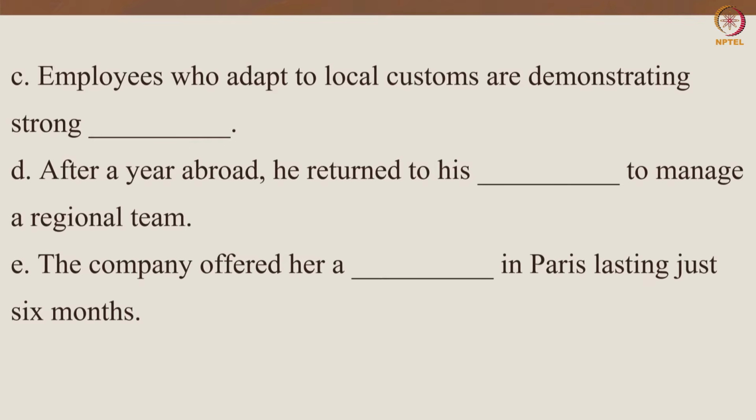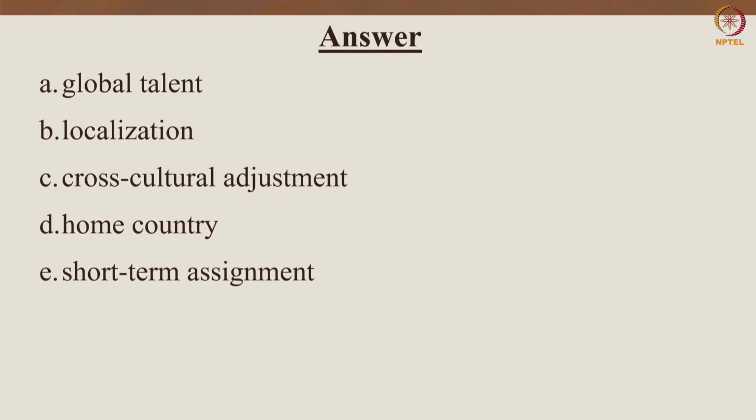C. Employees who adapt to local customs are demonstrating strong dash. D. After a year abroad, he returned to his dash to manage a regional team. E. The company offered her a dash in Paris lasting just 6 months. And answers are: A, global talent; B, localization; C, cross-cultural adjustment; D, home country; and E, short-term assignment.